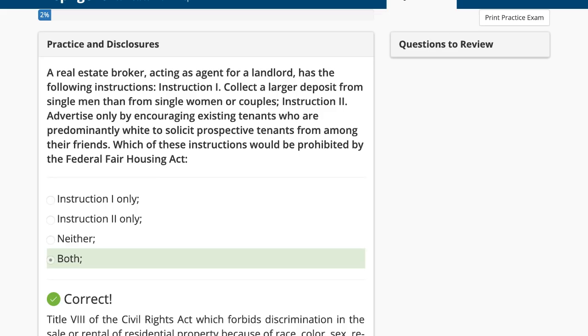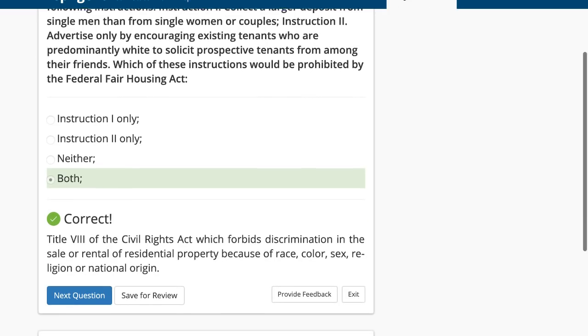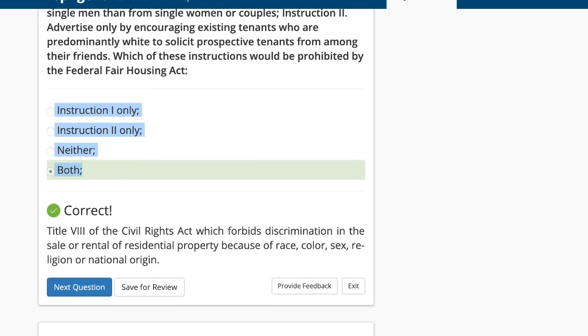What year did fair housing come into play? Who knows? 1968. Good. Can you give me examples of violations of fair housing that could come up on your exam? Block busting, steering, good.